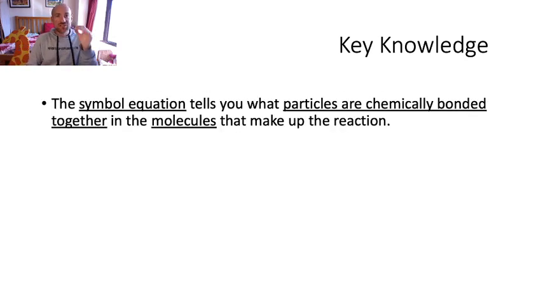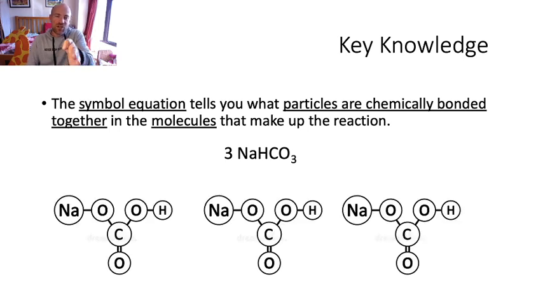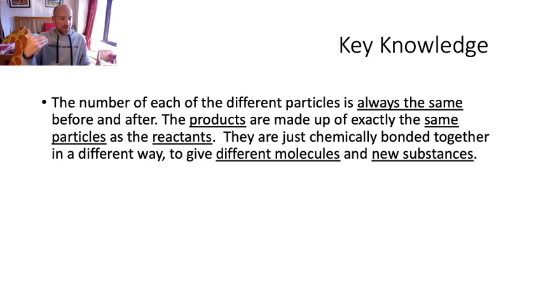The symbol equation tells you what particles are chemically bonded together in the molecules that make up the reaction. So here's our sodium bicarbonate, and we know it's 3 lots of this molecule, and that's what the symbols show you. And finally, with 2 minutes to go, the number of each of the different particles is always the same before and after. So the atoms that are bonded together in the reactants, the bonds break, the atoms rearrange, the bonds are reformed, so you get new products. That's chemistry, that's chemical reactions.